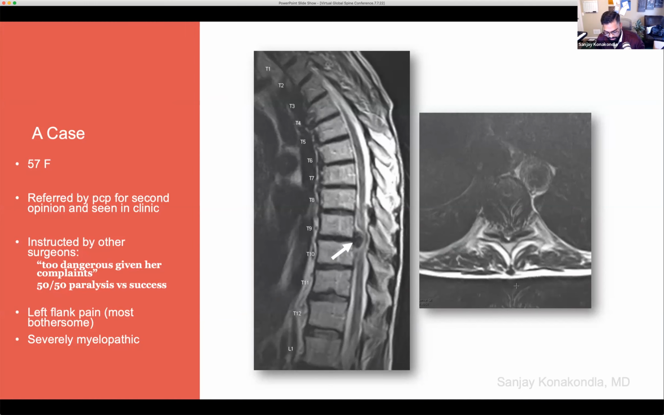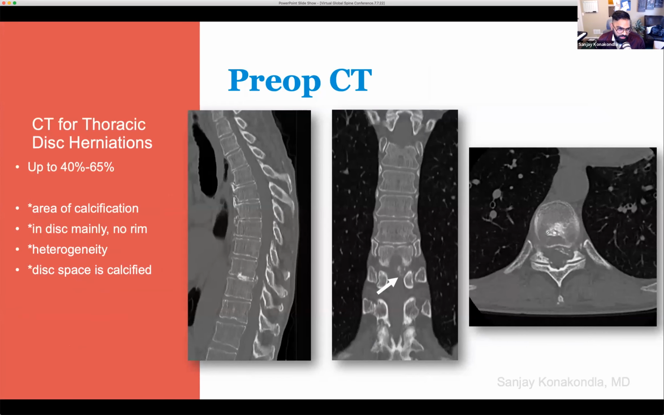But you can clearly see this big T9-10 disc there pushing against this cord. Of course, the only picture of the axial that would show it has a bunch of artifact, but you can see there maybe even some of that disc. You always get a CT. Again, up to 65% of these can be calcified.